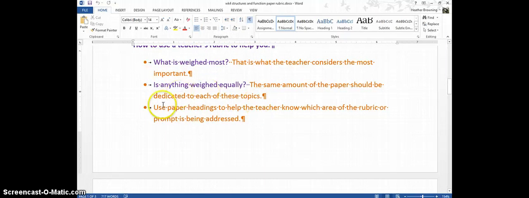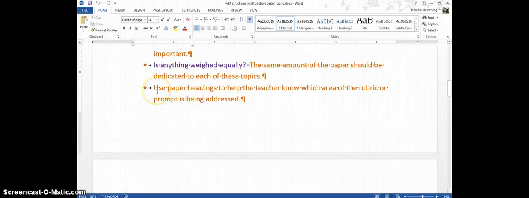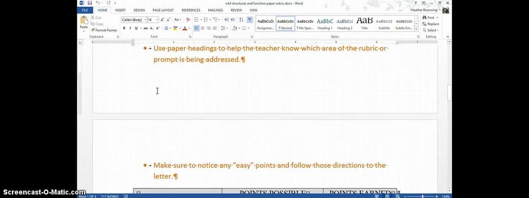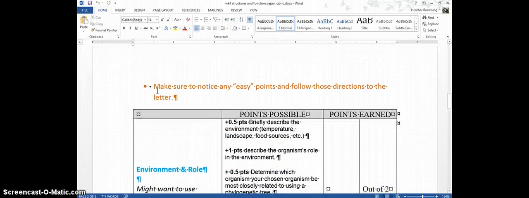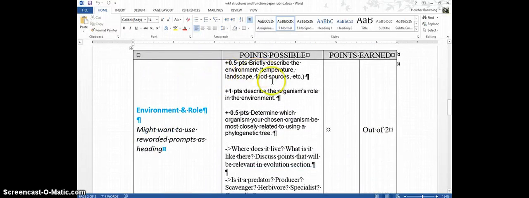Is anything weighed equally? So that's what I care about the same. And then paper headings help me, blah, blah, blah. So make sure you do the easy points. Okay, so here we broke it down a little bit.